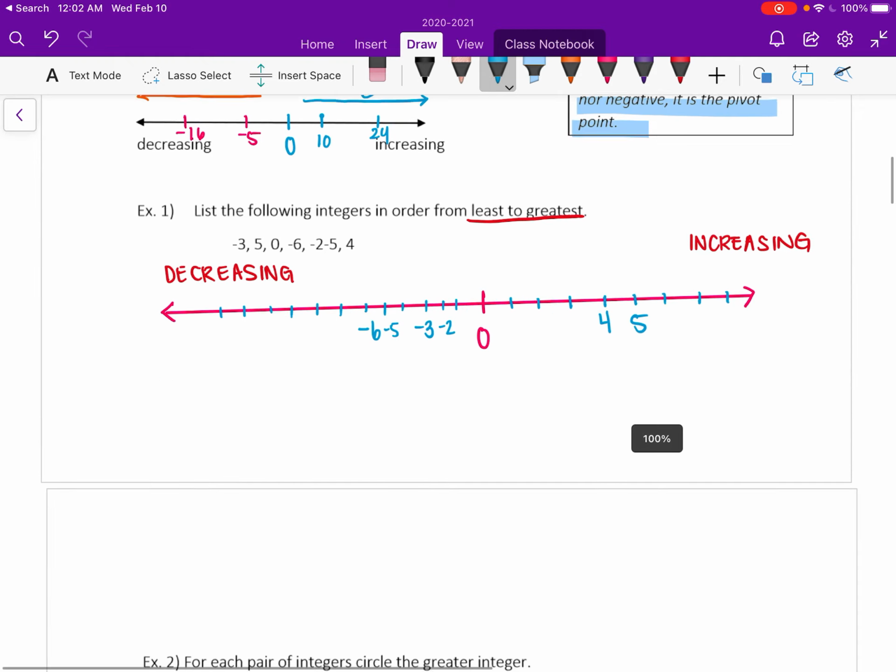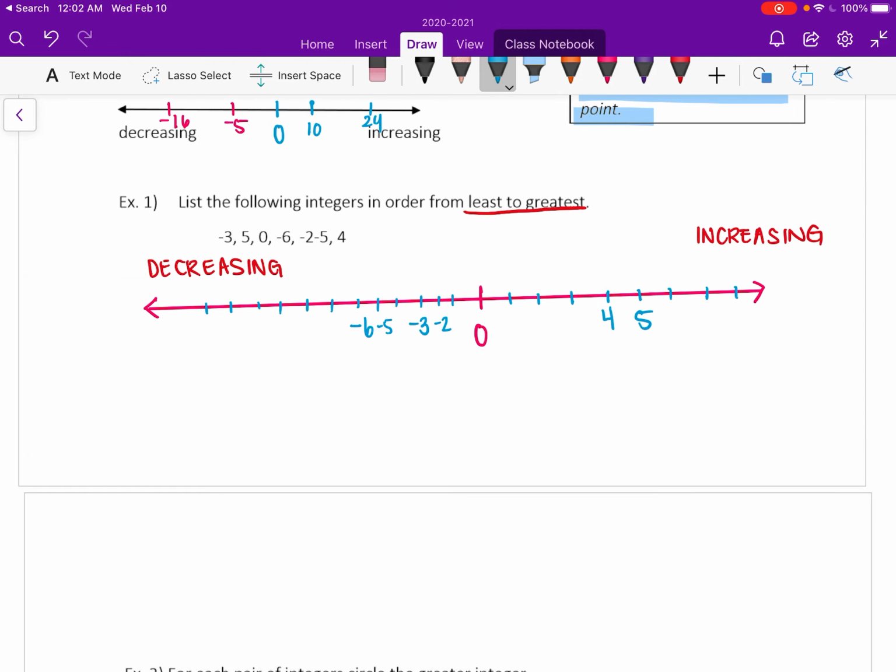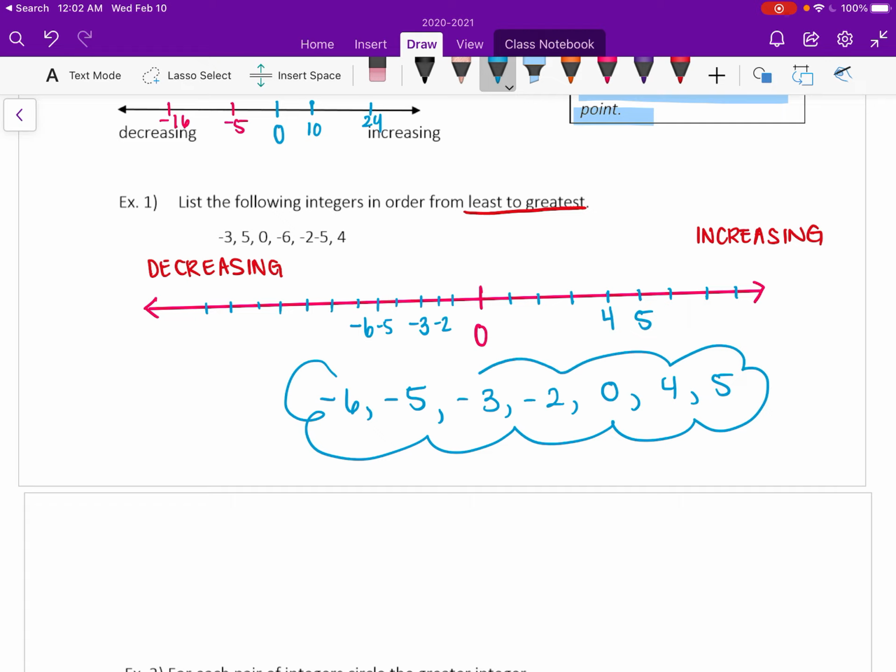And I can just go in and say, all right, I have all my points in. So now I can put them in order. So I have -6, -5, because I want least to greatest, -3, -2, 0, 4, 5. And I have my answer.